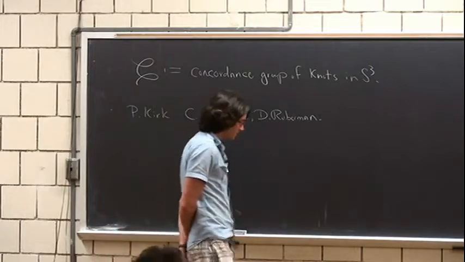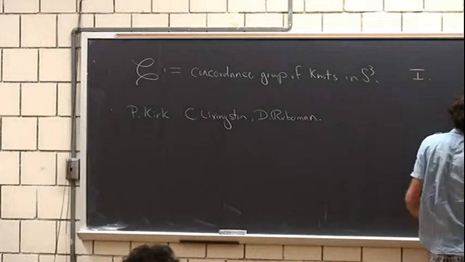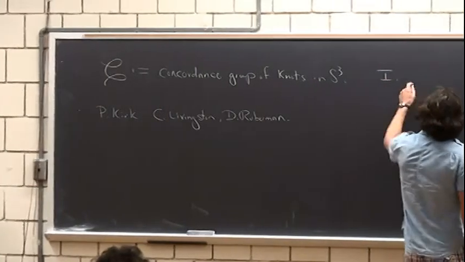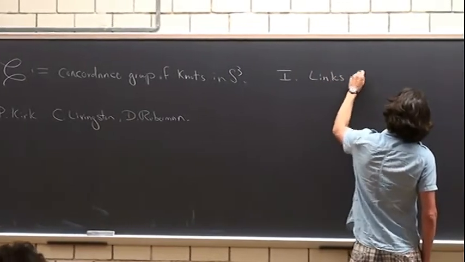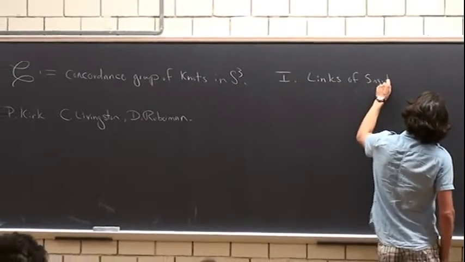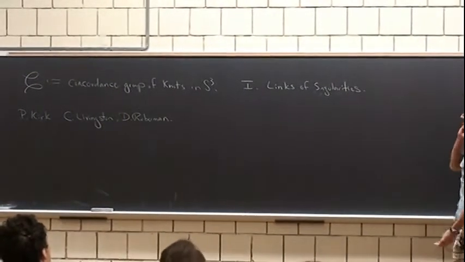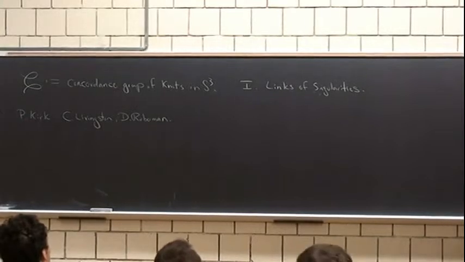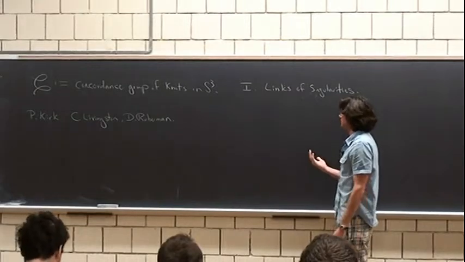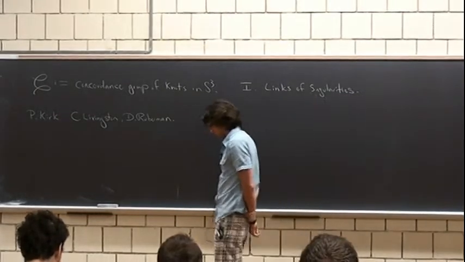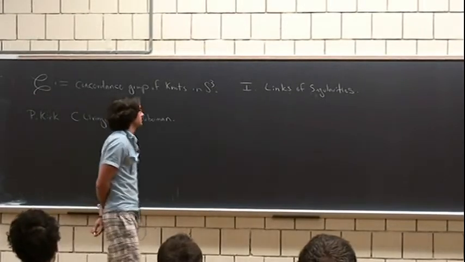I'd like to talk about three problems that are particularly compelling to me. And the first has to do with the subgroup of the concordance group generated by links of singularities. So, in some sense, these knots kind of motivate the entire realm of concordance for the entire subject. But my particular motivation stems from possible connections to a very old conjecture in the subject, the ribbon slice conjecture.